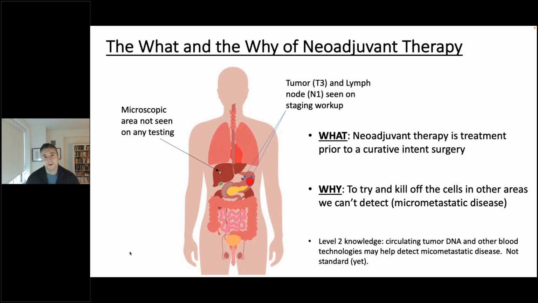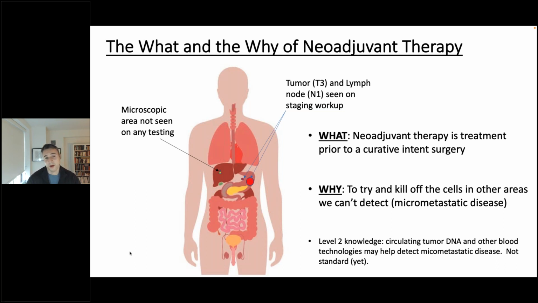So if you have disease that's localized or regional, the therapy is usually something before surgery. That's usually neoadjuvant therapy. And neoadjuvant therapy is essentially a treatment prior to a surgery with the goal of cure. What I'm showing here is the figure about why we do neoadjuvant therapy. So the red circles represent the tumor and the lymph node on your stage. So in this case, the patient is a T3N1 M0 because there's no metastases seen on imaging.